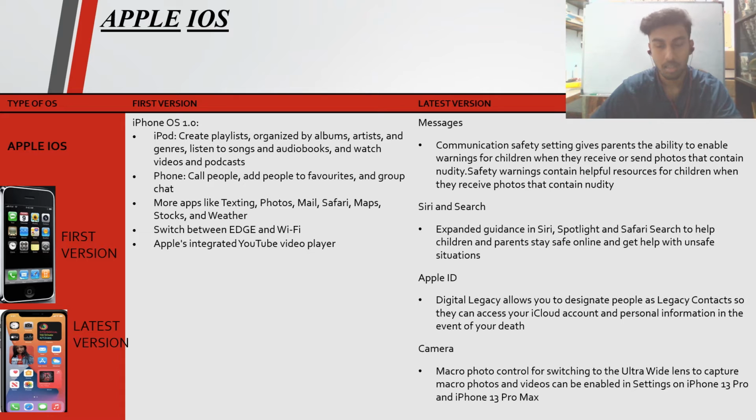Camera. Macro photo control for switching to the ultra wide lens. Capturing macro photo and video can be enabled in settings on iPhone 13 Pro and 13 Pro Max. In the previous version, the camera was a normal basic camera. We can zoom in and zoom out, that's all. If we zoom in, the photo will be blurry. In the latest version, we can zoom until macro. A small thing we can also see clearly.